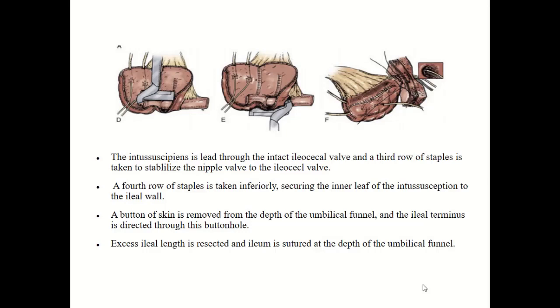A button of skin is removed from the depth of the umbilical funnel, and the ileal terminus is directed through this buttonhole. Excess ileum is resected and the ileum is sutured to the depth of the umbilical funnel, and the patient is going to catheterize through that funnel.